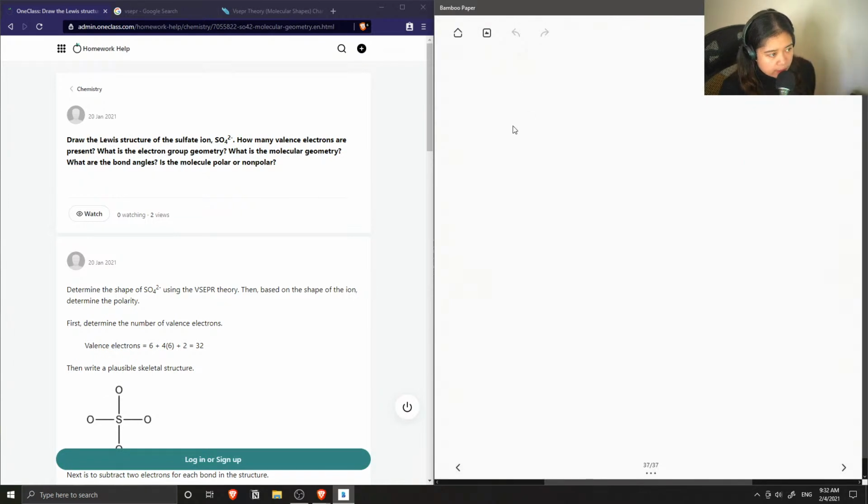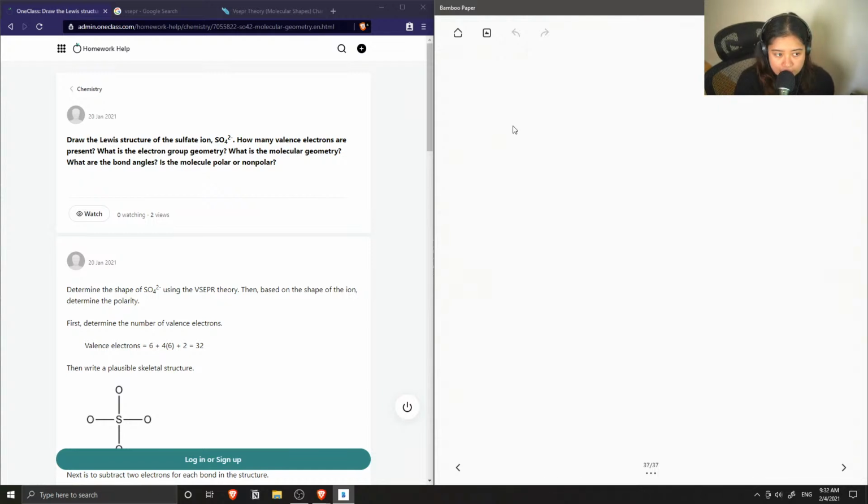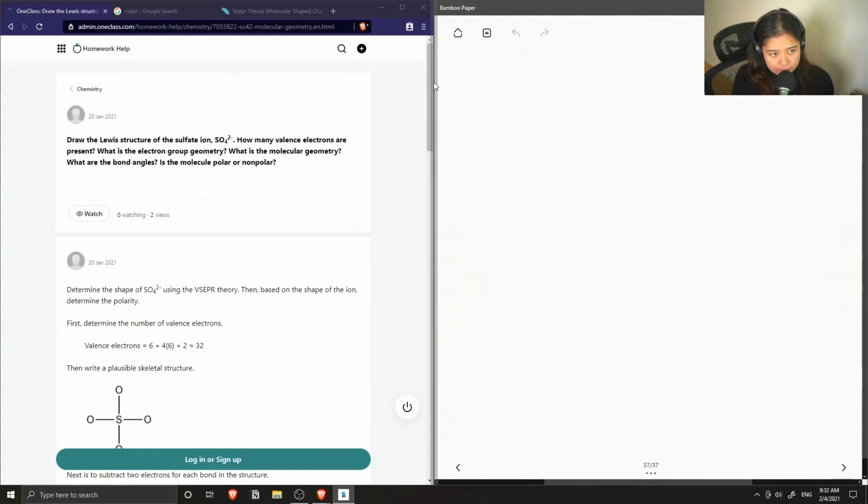Okay, so question number 8. Draw the Lewis structure of the sulfate ion, SO4 2-. How many valence electrons are present? What is the electron group geometry and molecular geometry? What are the bond angles? And is it polar or nonpolar? Okay, so this is question 8.